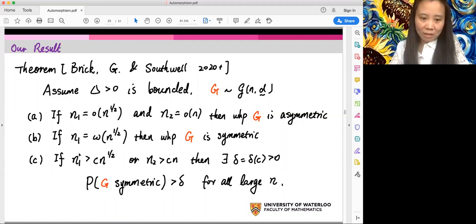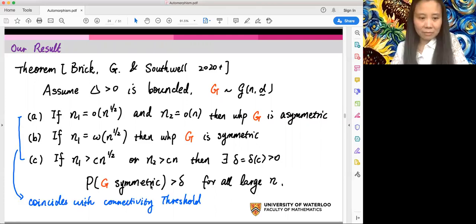And if n1 is of the order at least square root of n, or n2 is of linear size, then we know that the probability of G being symmetric is bounded away from 0, so it has a non-trivial distribution. Okay, and again, if you look at the conditions, they coincide exactly with the connectivity threshold for G and D as well.